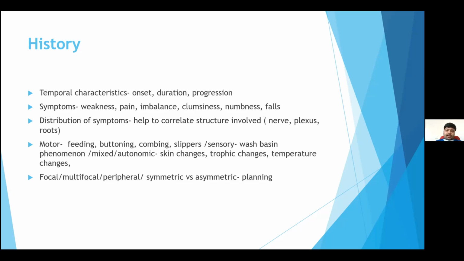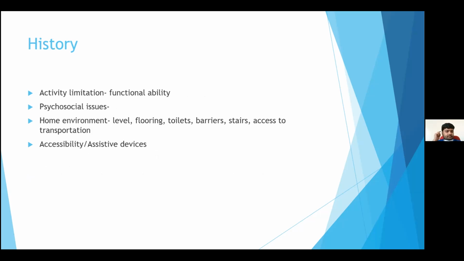And you should also ask for any skin changes, increased sweating, drying of skin, trophic changes which point to an autonomic involvement. So we need to localize with our history whether there is sensory, motor, or autonomic predominant. And based on the geographical distribution of symptoms, whether it is focal, multifocal, or only peripheral versus proximal, or symmetric and asymmetric, which will help us with the planning for the management.